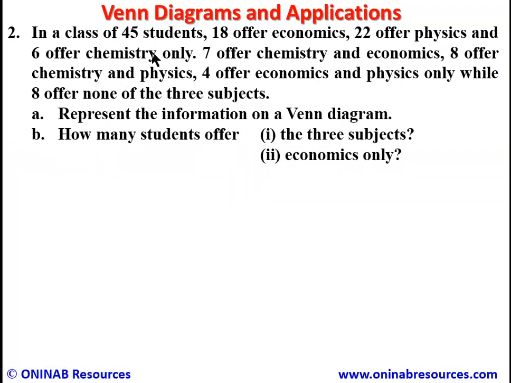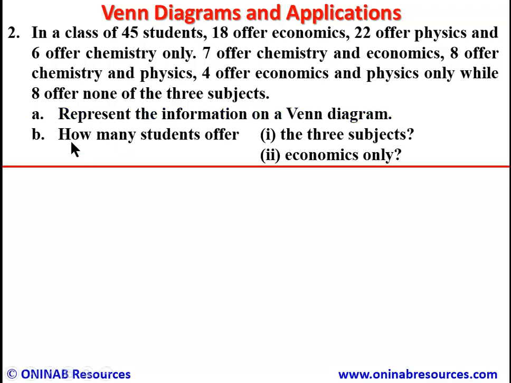In problem 2, in a class of 45 students, 18 offer economics, 22 offer physics, and 6 offer chemistry only. 7 offer chemistry and economics, 8 offer chemistry and physics, 4 offer economics and physics only, while 8 offer none of the 3 subjects. A. Represent the information on a Venn diagram. B. How many students offer 1. The 3 subjects. 2. Economics only.